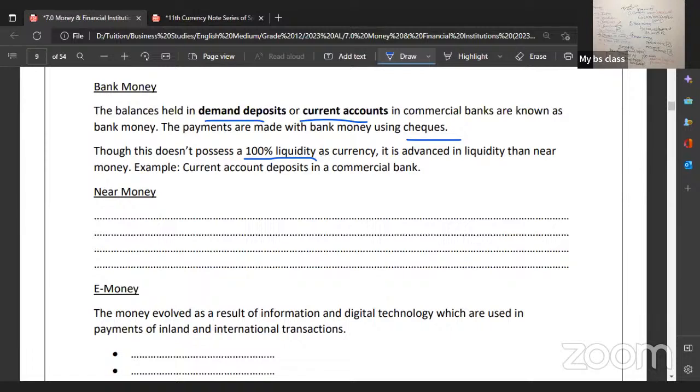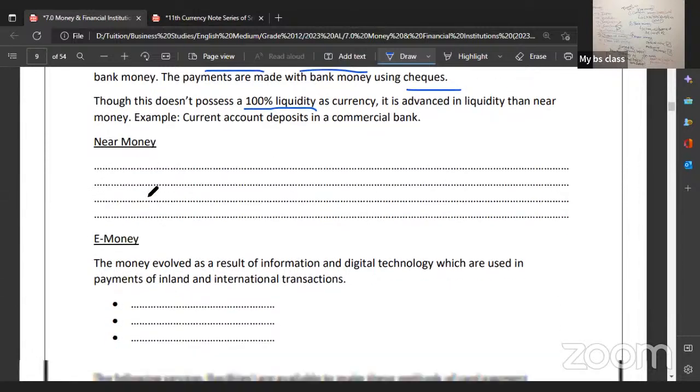a check is just a piece of paper, right? It does not have 100% liquidity, but it is higher in liquidity than near money. We'll talk about what near money is. Example: current account deposits in a commercial bank. You know, bank money is all about checks. It's all about checks. Right.